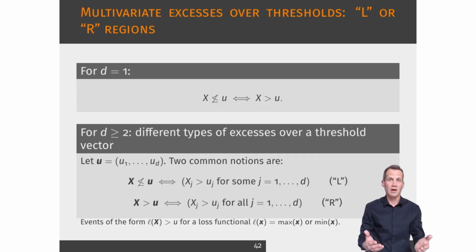The second is the R-type event: all components exceed their thresholds. This is more restrictive and captures simultaneous exceedances. The slide also mentions events defined through a loss functional, such as the maximum or minimum of the vector. The practical message is that the choice of exceedance region must match the risk question.